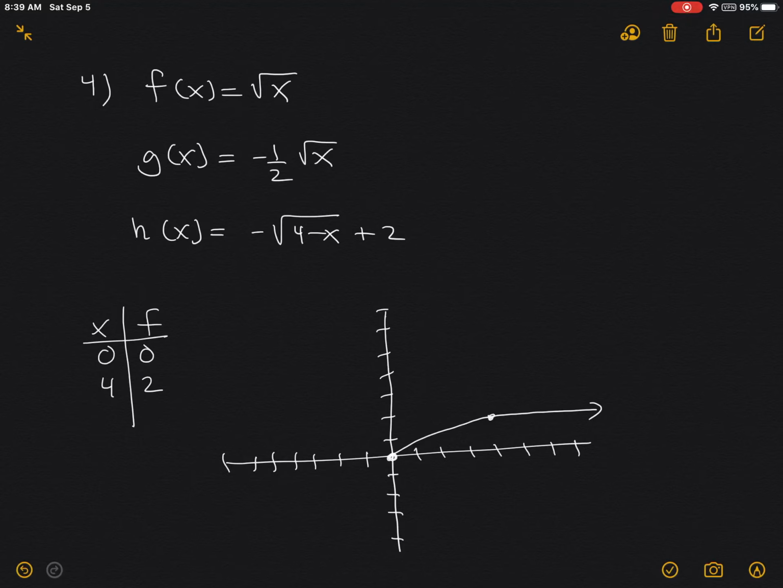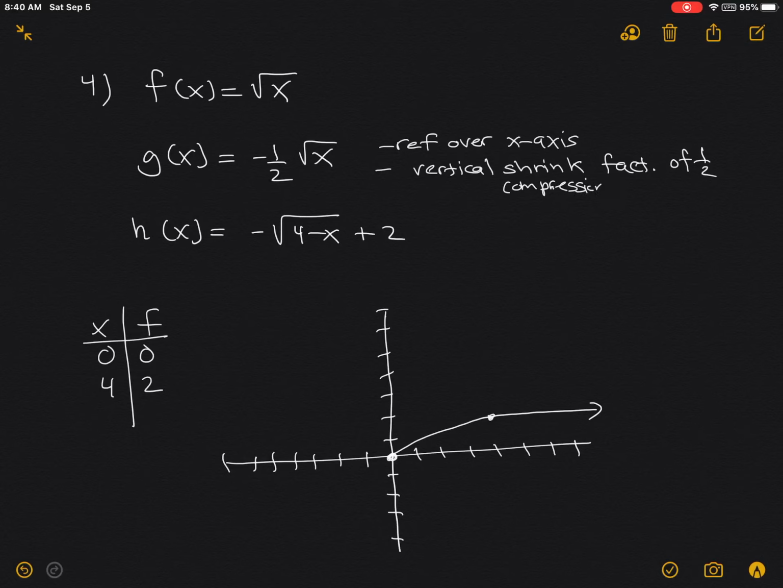And for g, if I ask you what the graph of g looks like, you would say this negative means reflection over the x. Even though the problem doesn't say it, I'm going to just review transformations with you. And then vertical shrink, factor of 1/2, because the absolute value of a is between 0 and 1. The words that I used in the notes were compression, so if you want to say compression, either one of these words is fine.